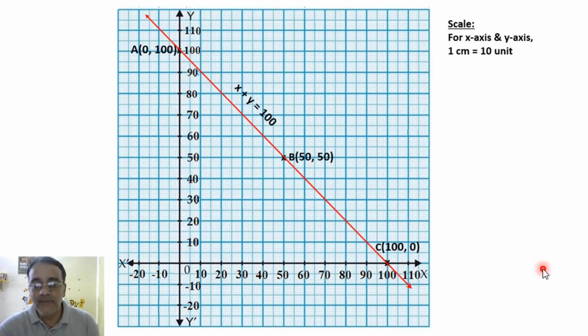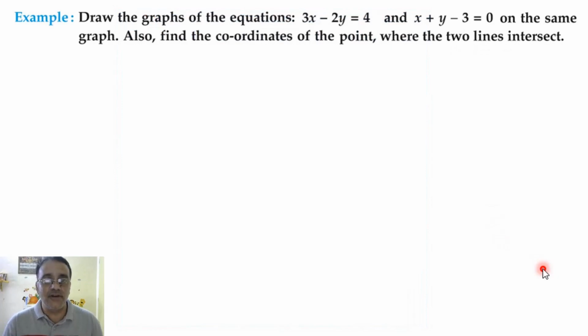Okay. So we'll move towards the next question, that is to draw the graph of two equations on the same graph. Also find the coordinates of the point where the two lines intersect. See, this question is very very important for class 10th also. क्योंकि 10th class में दोनों linear equation को solve करना है and by using graph. तो दोनों line जहाँ पे intersect करता है वही solution होता है. Right? So let us take the first graph.